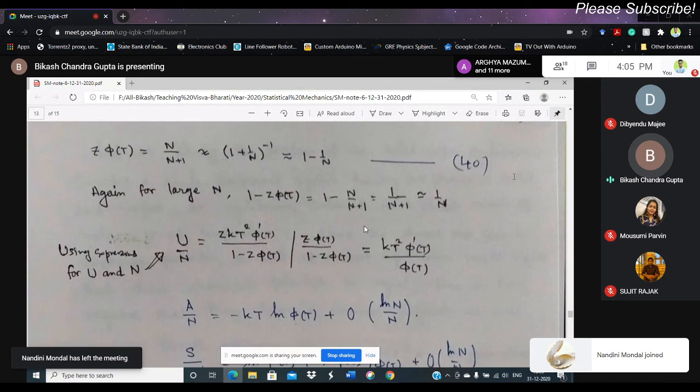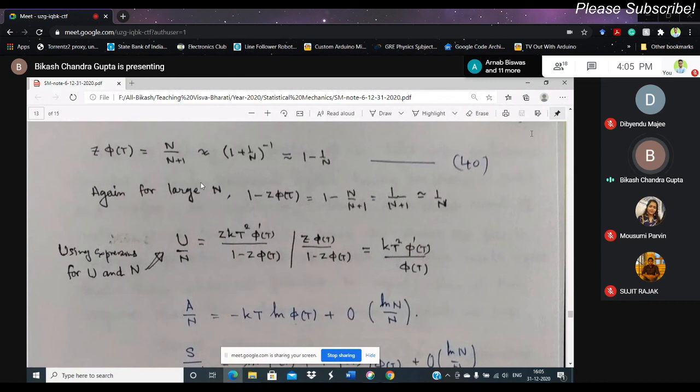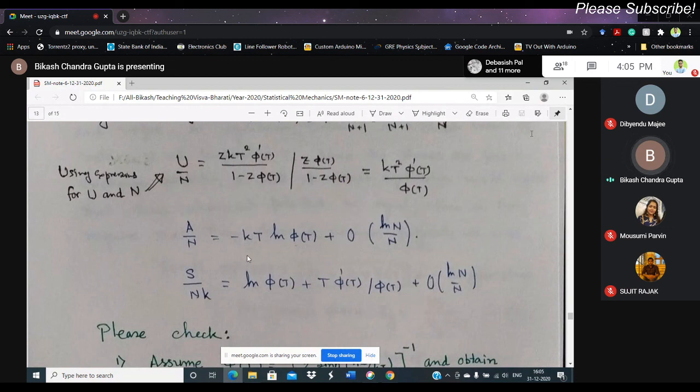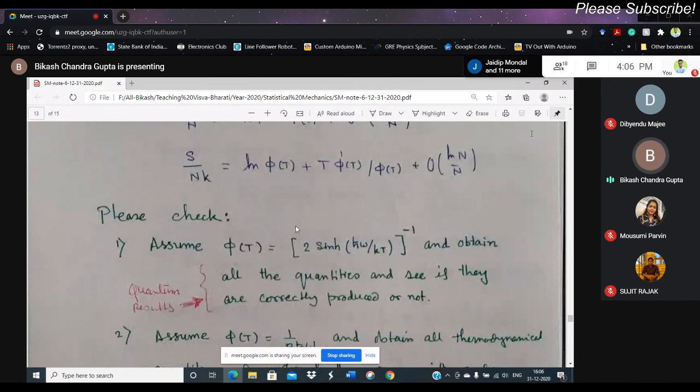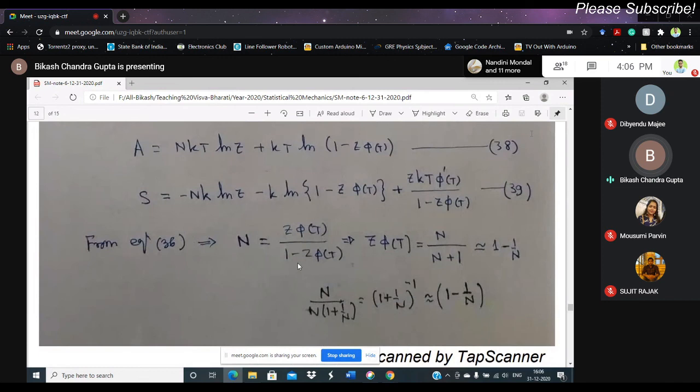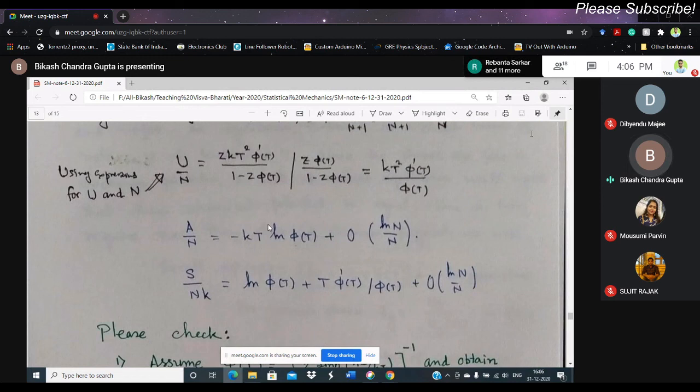Now, u by n, again in this expression you have n here, and then you eventually get this form in terms of phi t, and a by n is again, you can just do this by yourself and get this expression. If you go for s by n k, then you'll get this expression. So, now also you have to do a lot of calculations. Firstly, you have to check my calculations, and secondly, some calculations are not done explicitly, so you can do it by yourself. Just put the values and it will automatically come.